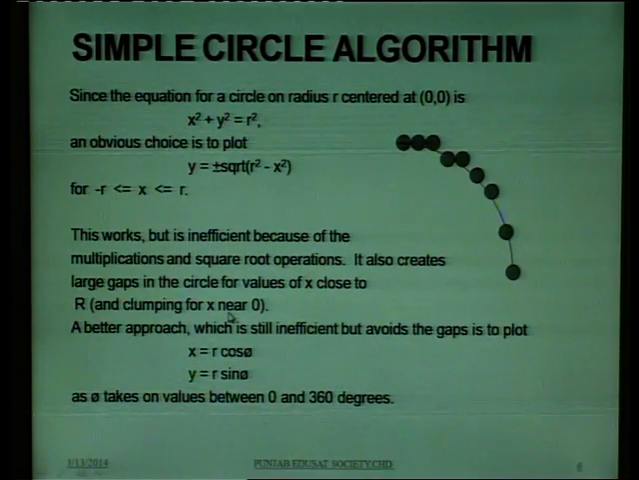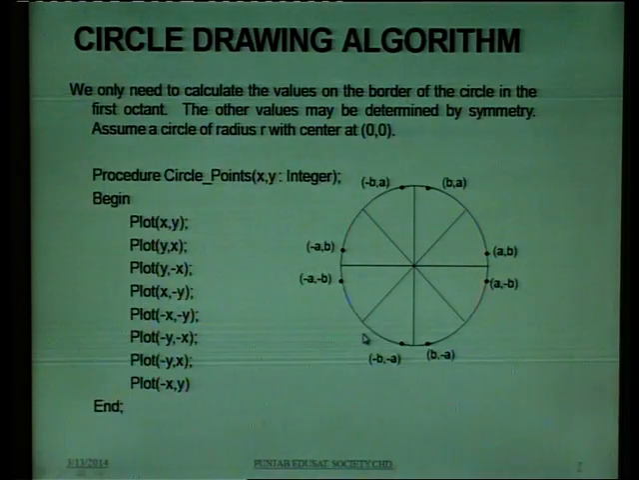So, a better approach, which is still inefficient but avoids the gap, is to find the value of x equal to r cos phi and the value of y equal to r sin phi, and then the value of phi takes values between 0 degree to 360 degree.